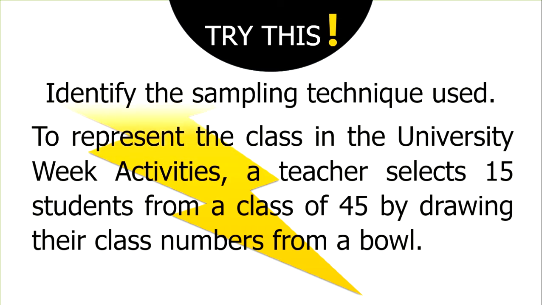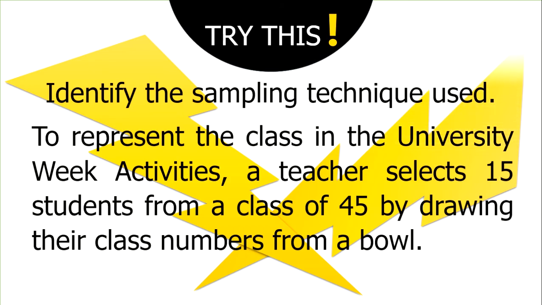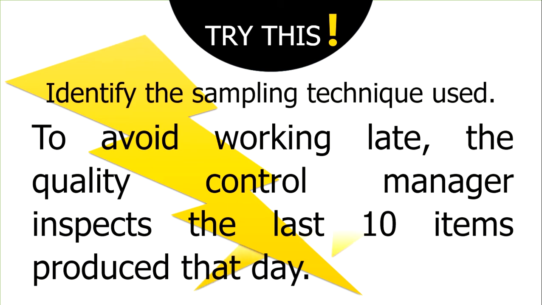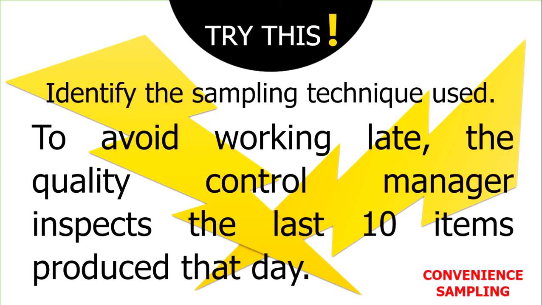Identify the sampling technique used to represent the class in the university week activities. A teacher selects 15 students from a class of 45 by drawing their class numbers from a bowl. Obviously, this is lottery or simple random sampling. Next one. To avoid working late, the quality control manager inspects the last 10 items produced that day. Okay, this is convenience sampling.